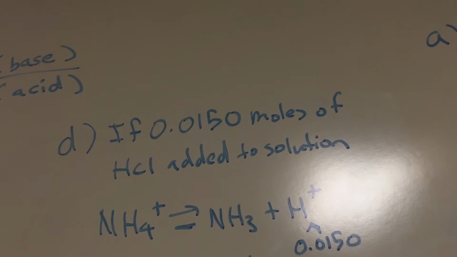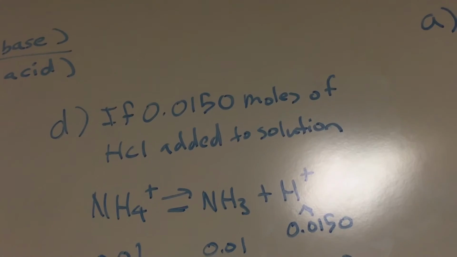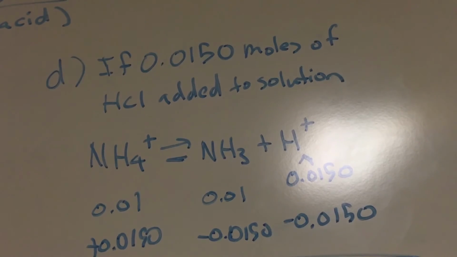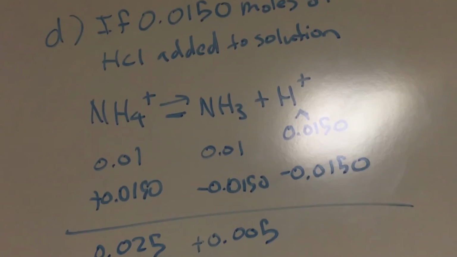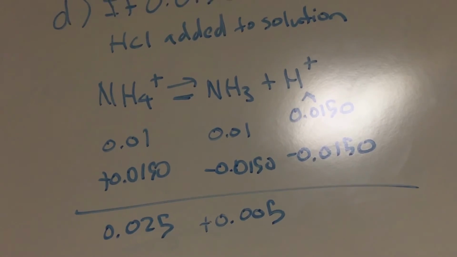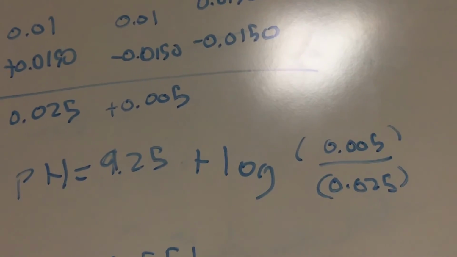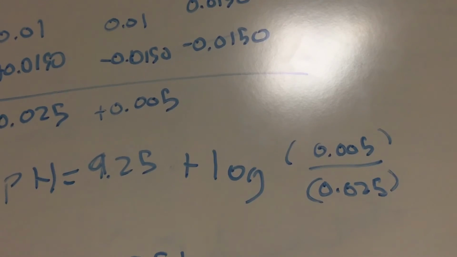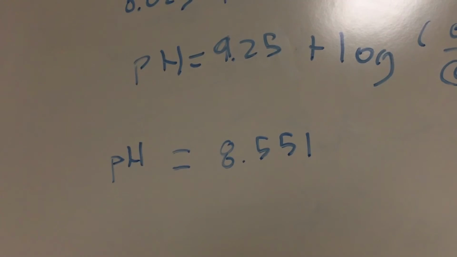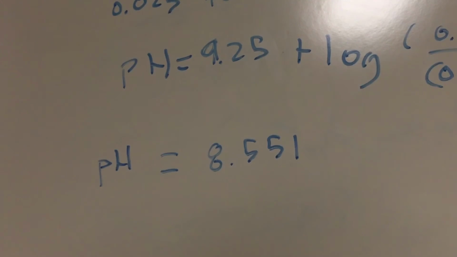The final part of our equation is if 0.0150 moles of HCl is added to our solution, and this is what happens. 0.0150 is added to H+, and it's subtracted from the right side, and is added to the left side, which gives us the following values. And once these values are accrued, it's just like problem C, and we put it back into the Henderson-Hasselbalch equation, 9.25 plus log 0.005 over 0.025, which then is used to get our pH is equal to 8.551 pH.